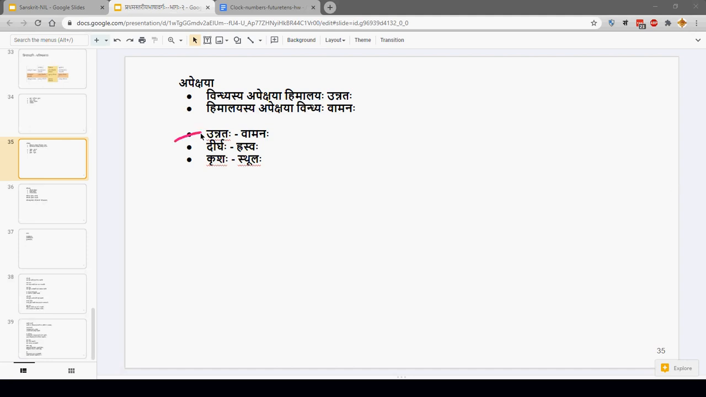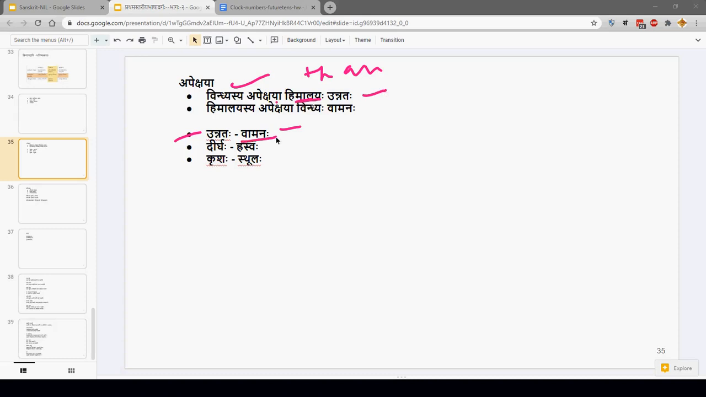Unnataha is tall, Vamana is short. So you can say one is tall than the other, not using taller, but just tall here. Compared to Vindhya, Himalaya is tall. That's what we are saying. Vindhyasya apekshaya. Apeksha means compared to, or you can also consider it as than. Compared to Vindhya, Himalaya is tall.